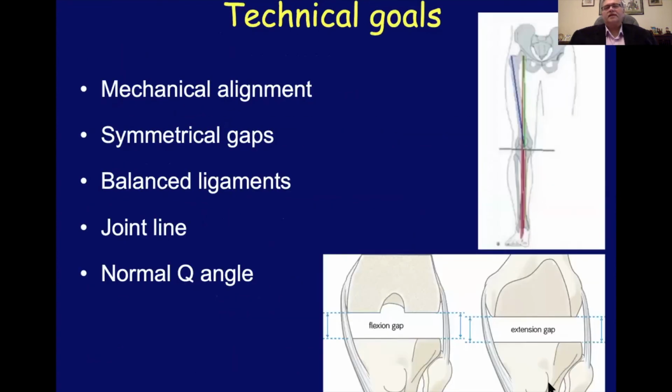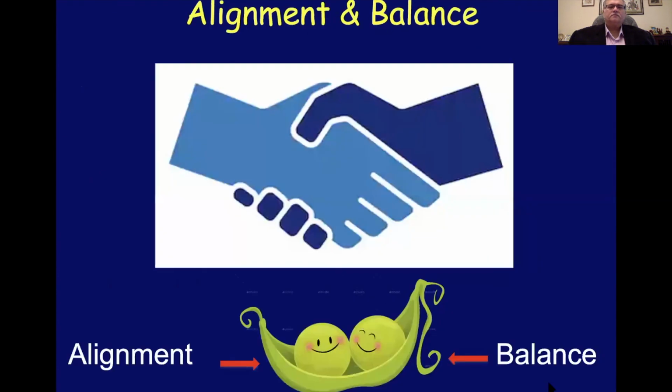So what is the technical goal as far as total knee replacement is concerned? We need to achieve a proper mechanical alignment, achieve symmetrical gaps, balance the ligaments in the process, restore the joint line and the normal Q angle. And you will agree that all of them are responsible in actually giving back to the patient a functional, good knee replacement that they are happy with.